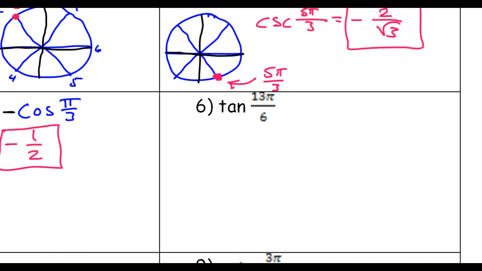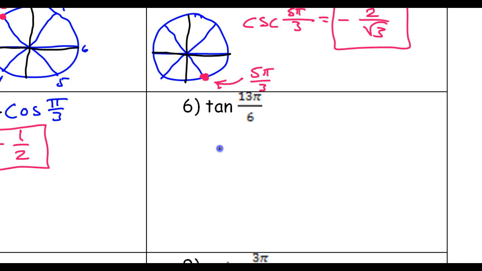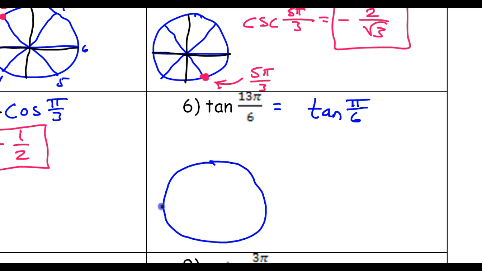Okay, let's jump over and look at number 6. 13 pi over 6, tangent. Okay, tangent of 13 pi over 6 will be the same as the tangent of the reference angle pi over 6, give or take a negative sign. So let's figure out if it needs a negative sign by drawing a unit circle.